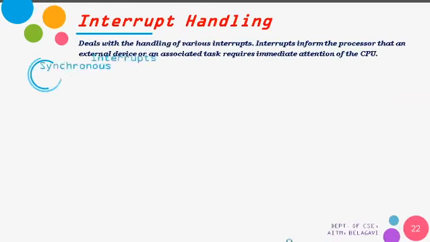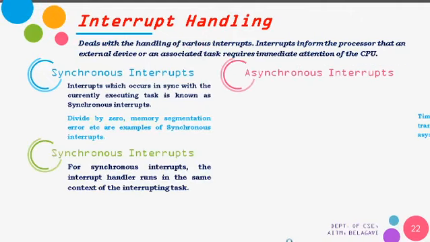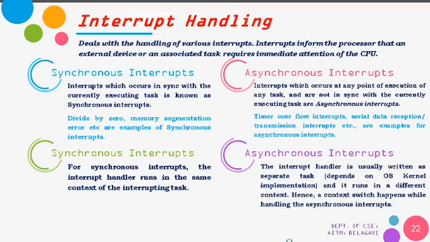Now, interrupt handling, which deals with the handling of various interrupts. An interrupt informs the processor that an external device or an associated task requires immediate attention of the CPU. There are two types: one is synchronous interrupts and the other is asynchronous interrupts. An interrupt which occurs in synchronization with the currently executing task is known as a synchronous interrupt. For example, divide by zero, memory segmentation error, etc. are examples of synchronous interrupts.